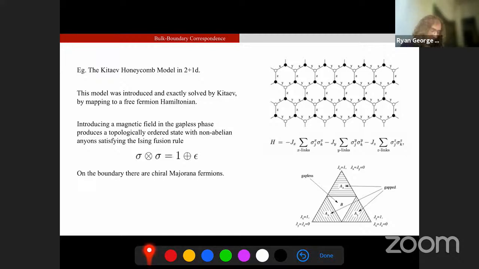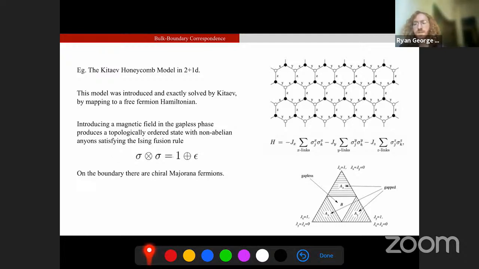And the phase diagram is like this, where you have a gapless phase when these couplings are roughly equal to each other. If we start in this phase and we introduce some magnetic field, so some linear term in the sigmas, we tend to introduce a non-abelian TQFT with non-abelian anions. The anions have the Ising fusion rule, the same as Kramers-Wannier duality, where you have some non-abelian anion sigma, and you have some invertible anion epsilon. Epsilon is like a Z2 anion, epsilon squared is 1, and sigma squared is 1 plus epsilon.